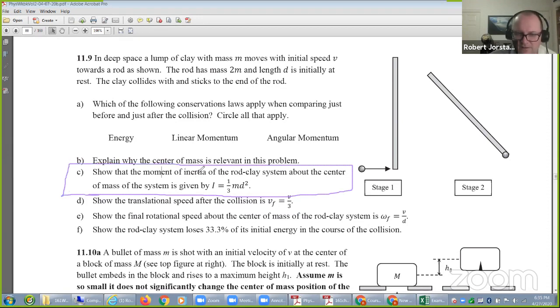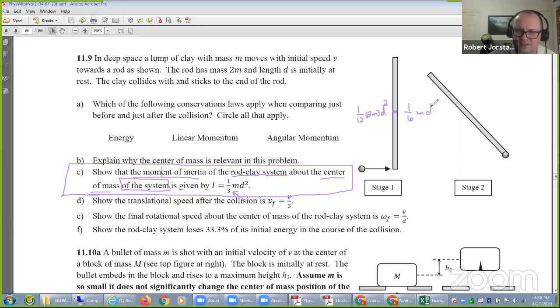Read this carefully. The moment of inertia of the rod and clay system about the center of mass of the system happens to be 1/3. That's a pure coincidence, right? Think about this. This one right here is a 1/12 2m d squared, right? So that's a 1/12 2m d squared, which is 1/6 m d squared.